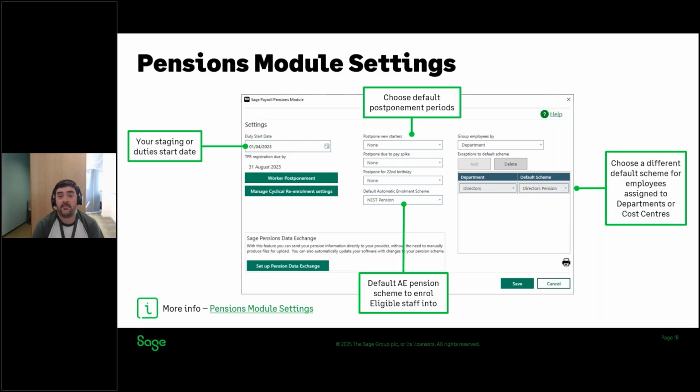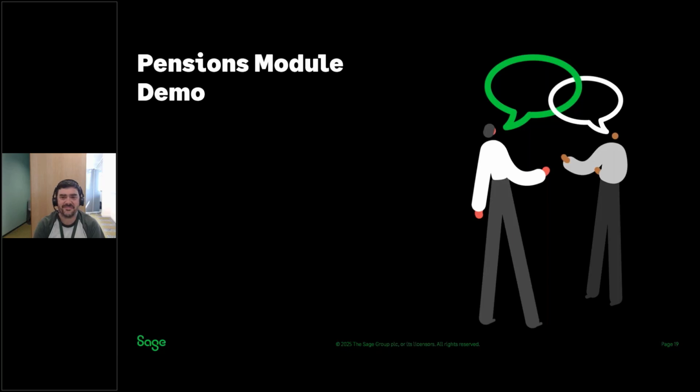If you want the postponement date for employees you're postponing to be set to either the next pay reference period or the latest possible pay reference period. But again, we cover that in more detail in our other webinars. And re-enrollment settings, if you come to our re-enrollment webinar, you will find out more about those. So that was all about the setup of the pensions module.